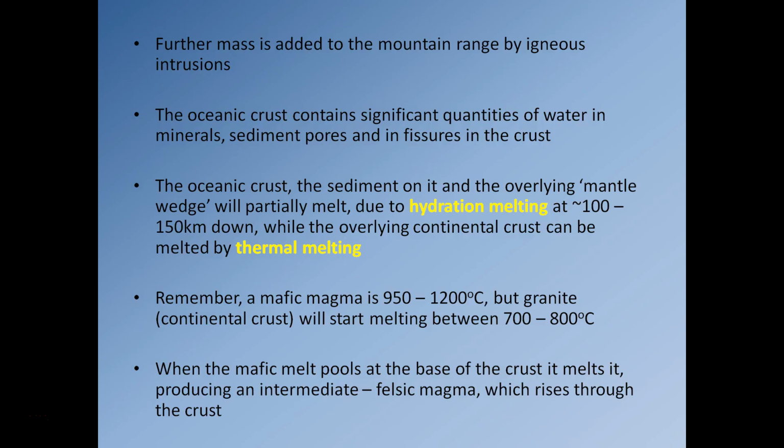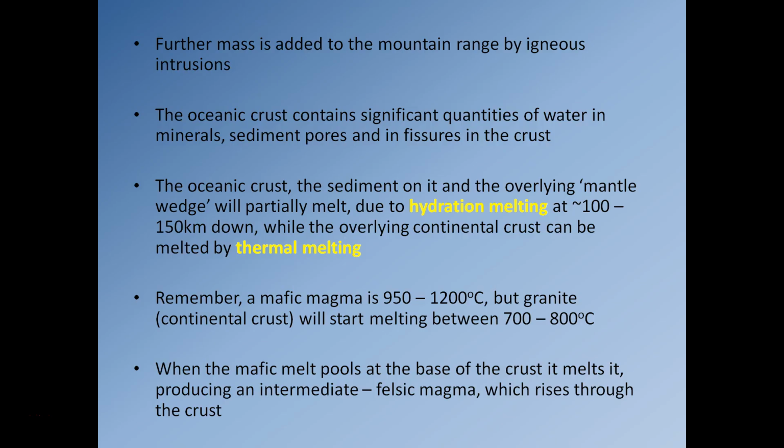So in terms of the oceanic crust, it contains significant quantities of water in its minerals, and also in pore spaces and in cracks in the rock. So as the oceanic crust plunges down into the mantle, the rock begins to get heated up. Now, at approximately 100 to 150 kilometers down, the subducting piece of oceanic crust suddenly loses water from its minerals. It's called dehydration. So the minerals lose water. Now that water has to go somewhere. So where it goes is into the surrounding mantle rock.